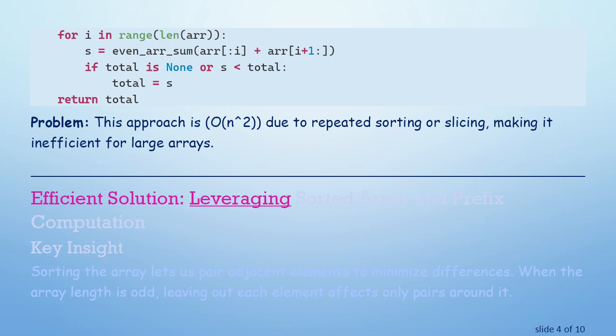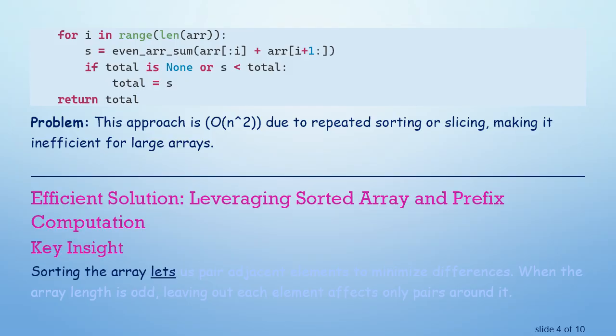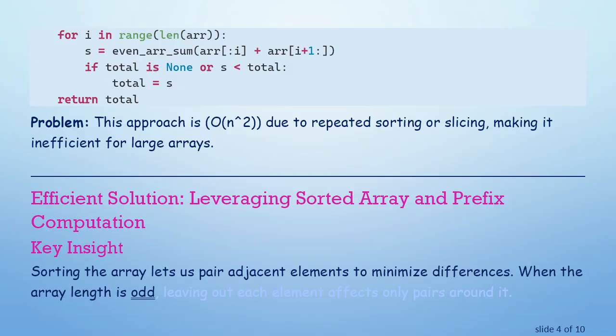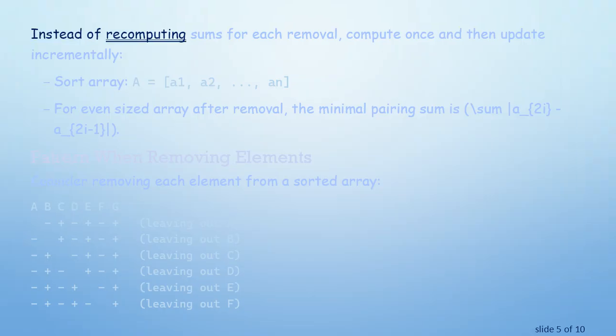Efficient solution, leveraging the sorted array and prefix computation. Key insight: sorting the array lets us pair adjacent elements to minimize differences. When the array length is odd, leaving out each element affects only pairs around it. Instead of recomputing sums for each removal, compute once and then update incrementally.